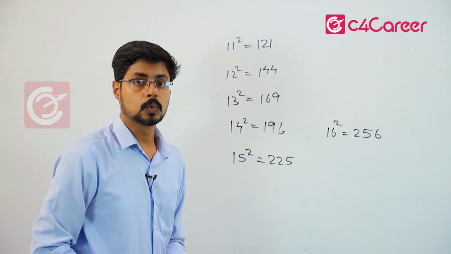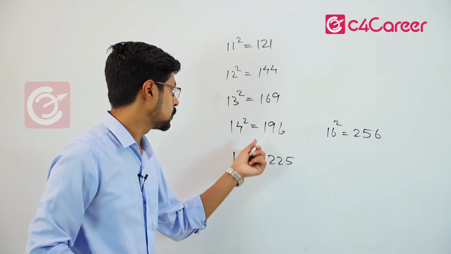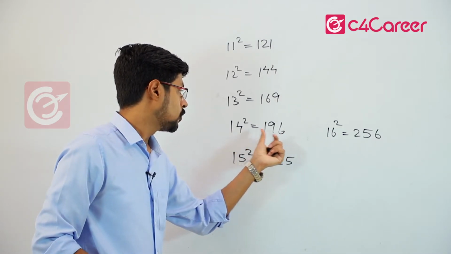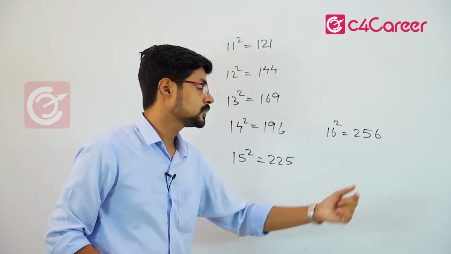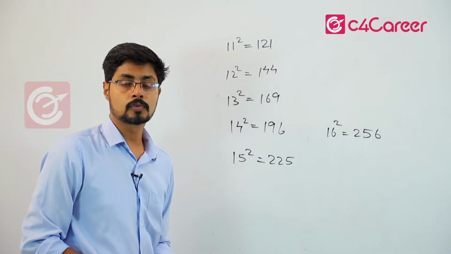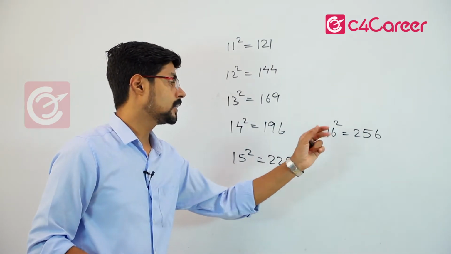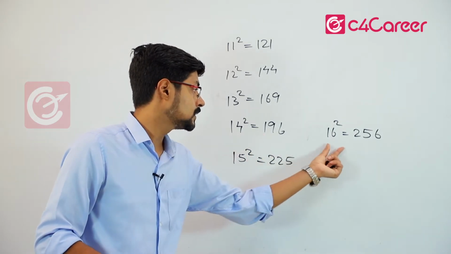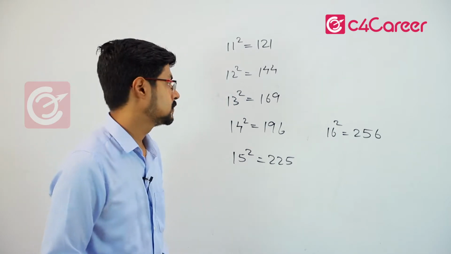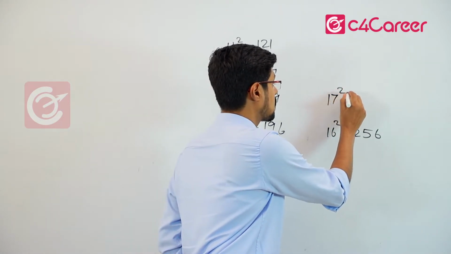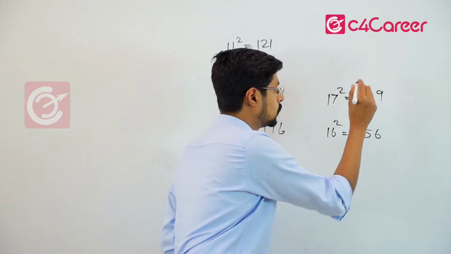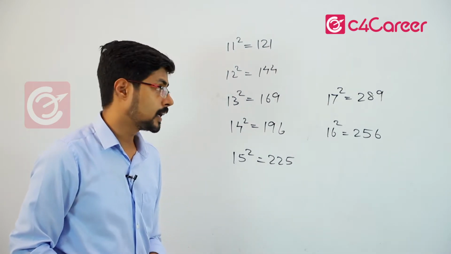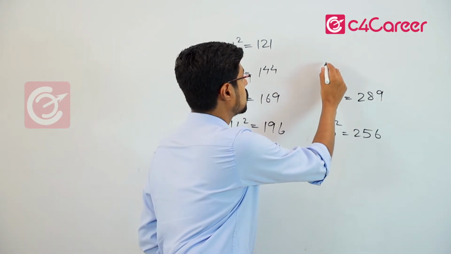16 square is 256. You can note the interesting point. 4 and 6, the unit digit is going to be the same. Squares of 4: 4 square is 16. 6 square is 36. The unit digit of the squares are same. So this is 196 and 16 square is 256. What is 17 square? That is going to be 289. What is 18 square?